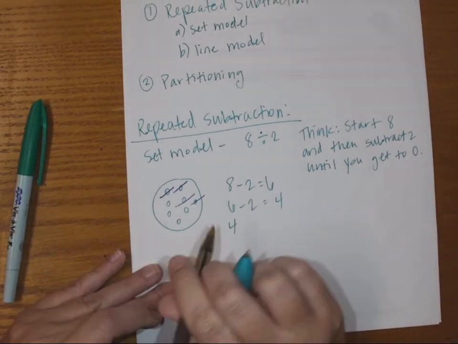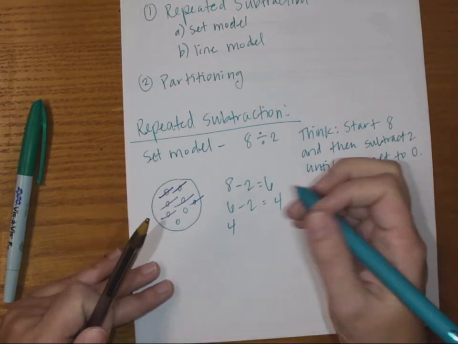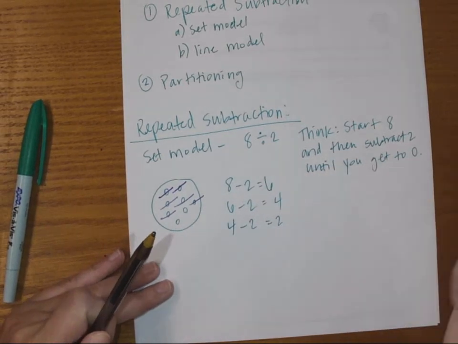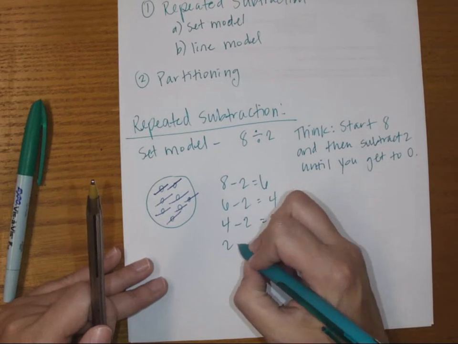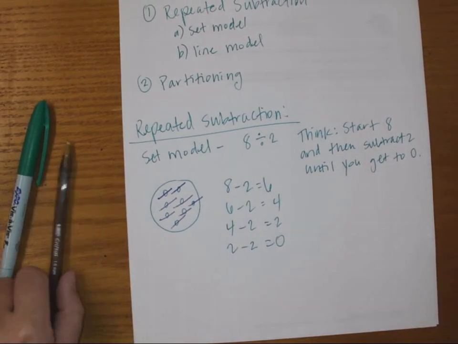Now I have 4 things. Take away 2 again. 1, 2. I'm left with 2 things. Now I have 2 things. If I take away 2 again, I'm down to 0 things.